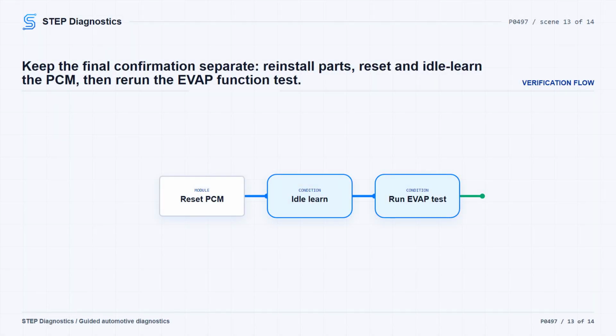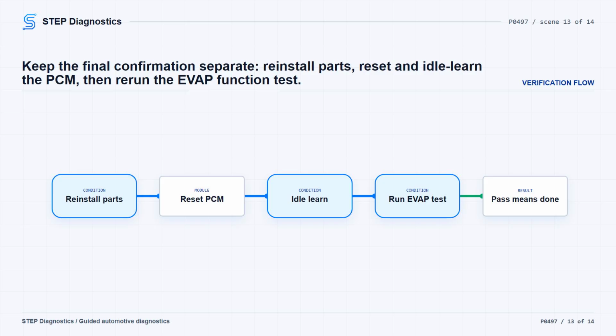Turn the ignition OFF. Install the parts in the reverse order of removal, then turn the ignition on. Reset the PCM with the HDS, do the PCM idle learn procedure, and run the EVAP function test again. If the result is OK, troubleshooting is complete. If the result is not OK, check for poor connections or loose terminals at the FTP sensor, EVAP canister purge valve, and EVAP canister vent shut valve. Then return to the beginning of the diagnostic path.